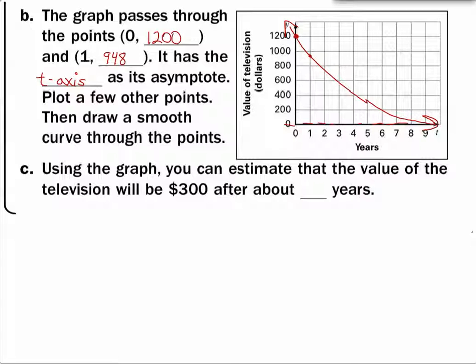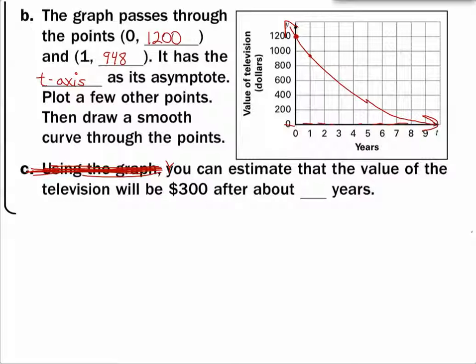Alright. Part C says using the graph, you can estimate that the value of the television will be $300 after about blank. Okay, now, no reasonable person would think that using a graph is the solution to this problem. So, really, if you think using a graph is the solution, then I think I just called you unreasonable. I'm sorry about that. That was not intentional. But you can estimate. See that? Maybe a little capital Y. $300 after about, just use guess and check, right?